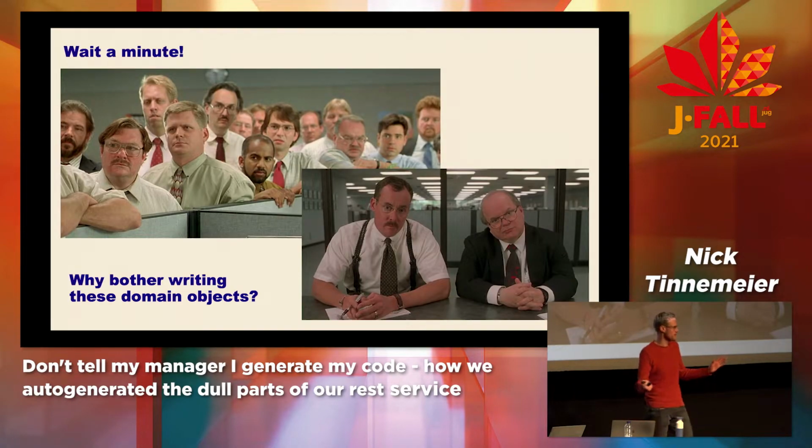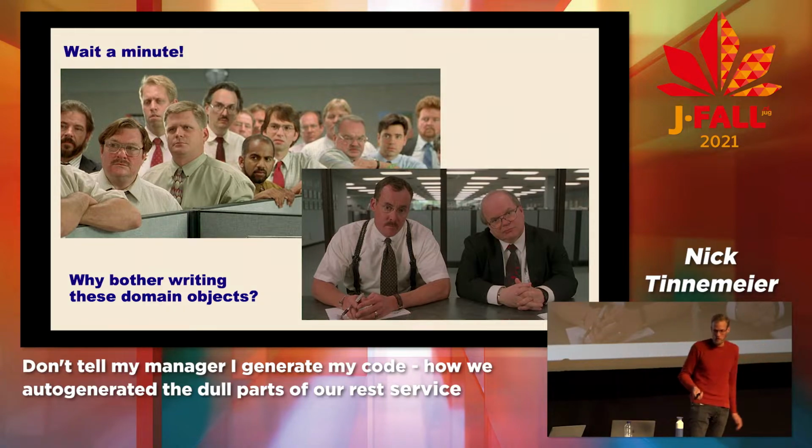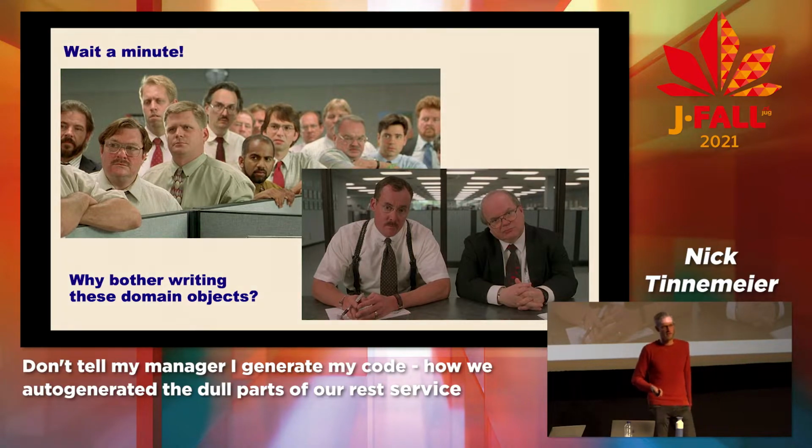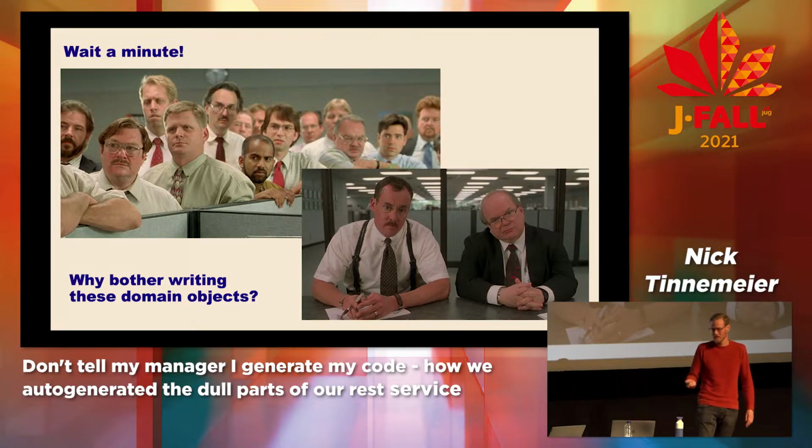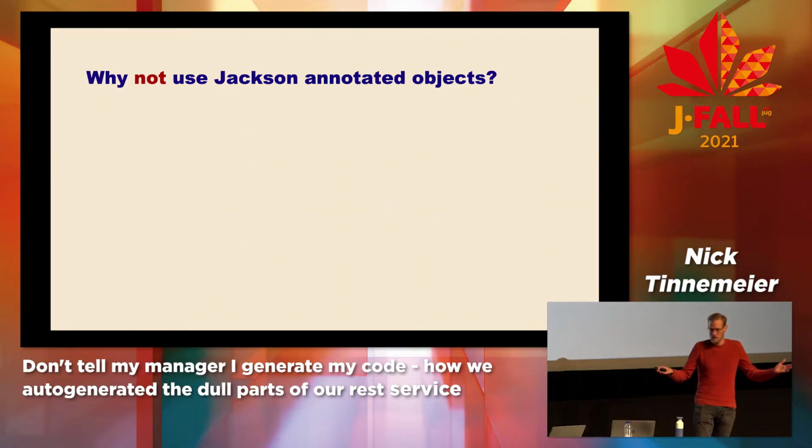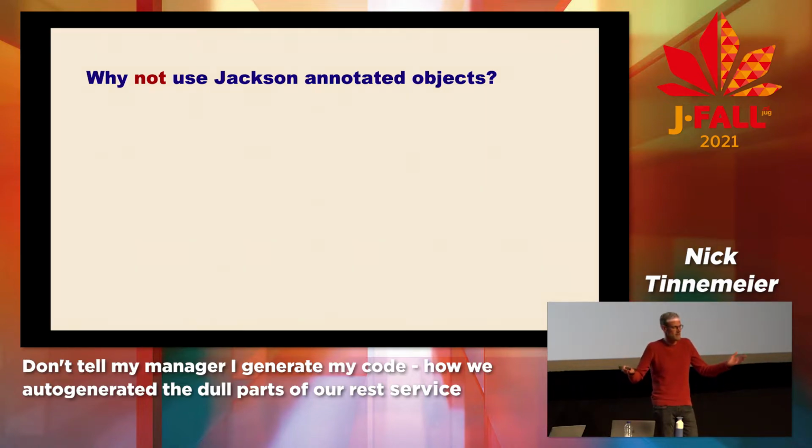So, okay, wait a minute. I'm quite sure there is at least one of you, maybe more out here, who thinks, hey, come on, man, why even bother writing these boring domain objects? Why not just use those JSON annotated objects? I mean, they're already there, right? And you also generated them. You can explain that in a few slides.